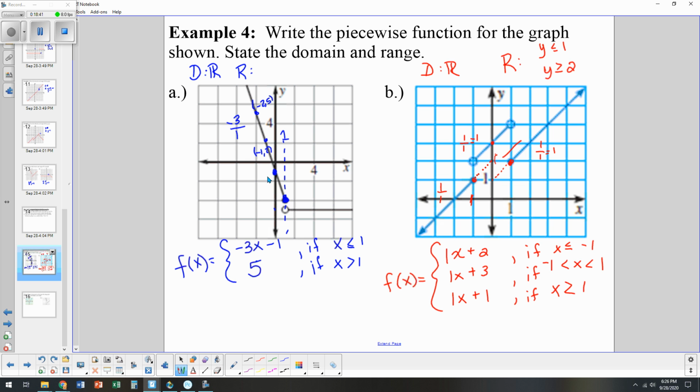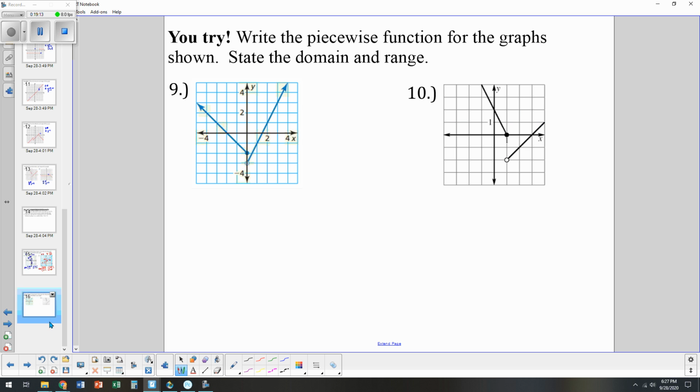And my range, on the left, it's everything above negative 4, including it because that was enclosed. But then it's also going to be negative 5. Sorry, it was negative 4, negative 5. So my range is both of those. It is both negative 5 and everything that's greater than or equal to negative 4. You try these last two, pause, I'll show the answers.